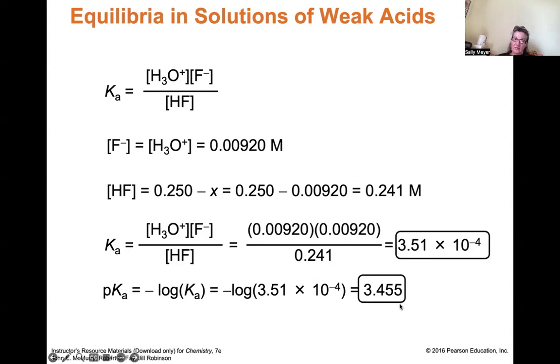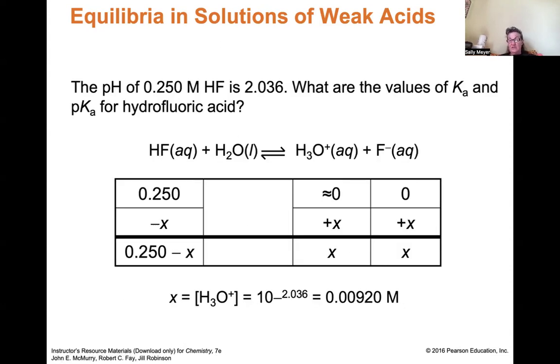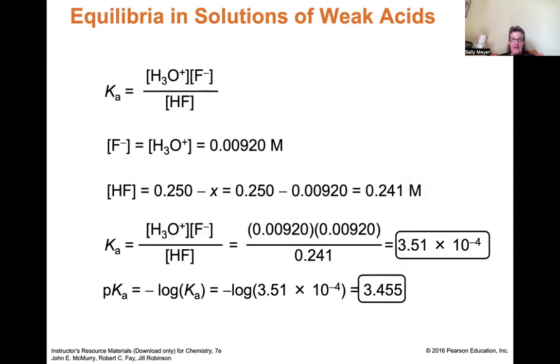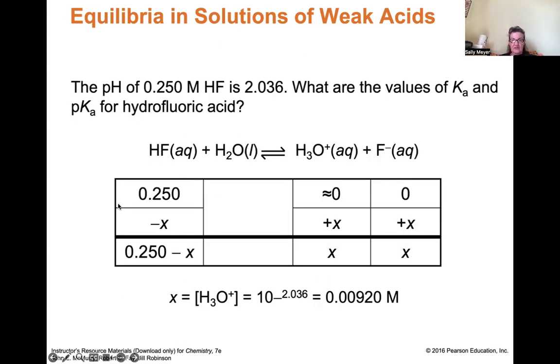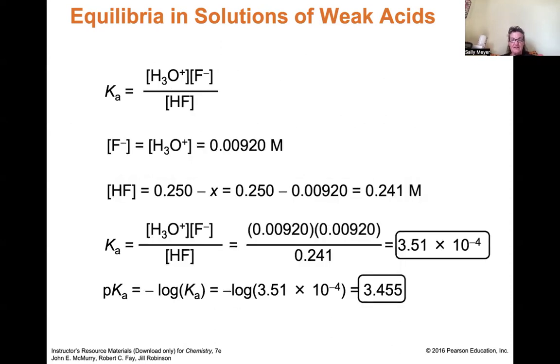So the hydronium ion concentration is going to be equal to the F minus concentration. So I have the hydronium ion concentration, I'll set it equal to F minus. And then HF is going to be equal to what I started with minus how much dissociates. So it will be equal to the 0.250 minus our X, 0.00920. So we're left with 0.241 molar at equilibrium. And then you can just put those into your equilibrium expression and solve for Ka, 3.51 times 10 to the minus 4.